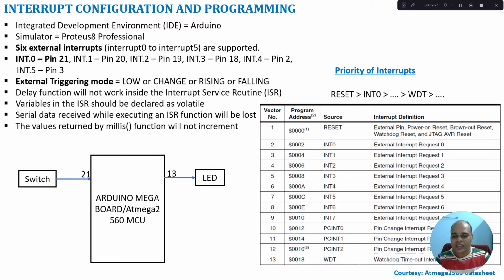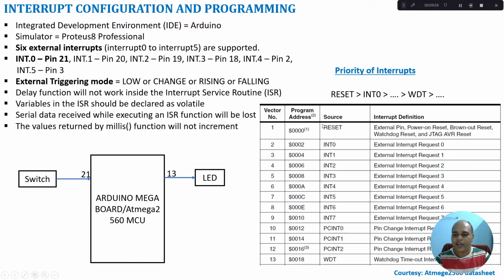In the same way, in each of the initial locations in the program memory, there is a jump instruction to the ISR of your particular interrupt. So depending upon the address location of an interrupt in the vector table, its priority is defined. The interrupt which has a lower vector table address has a higher priority when compared to the interrupt with a higher vector table address.